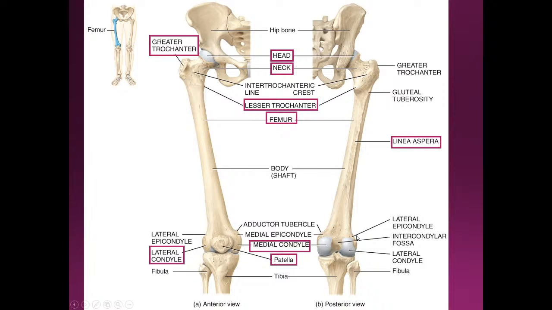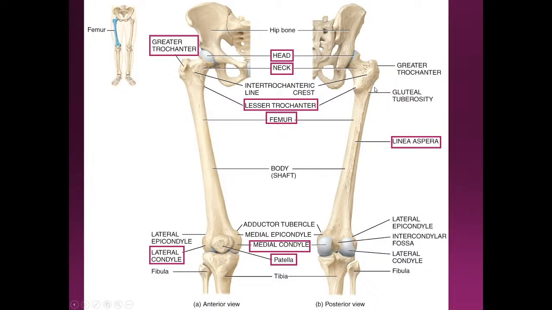All right, so a couple of features that we should probably know. From a posterior view, you can see these two horn-like projections coming out of the back of the head here, and those are called the greater and the lesser trochanter. The greater trochanter is bigger than the lesser trochanter. It's also above the lesser trochanter.